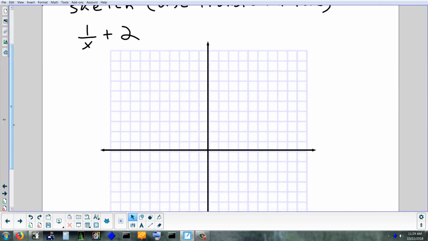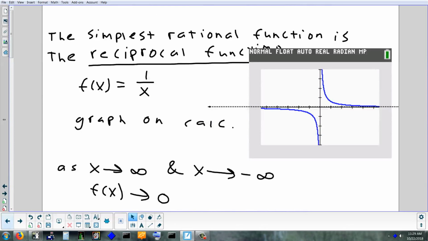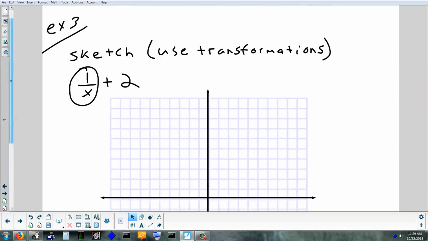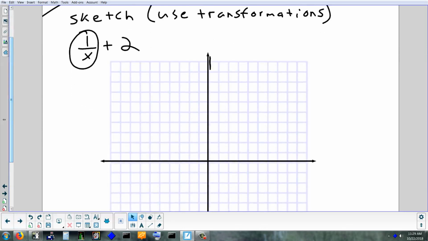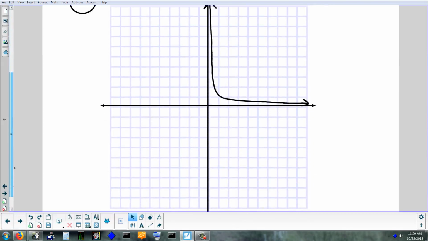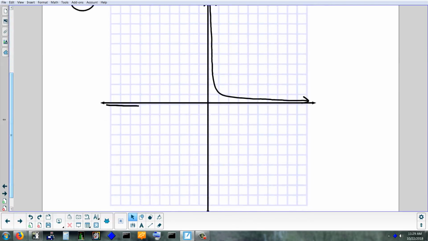All right. So if we remember what 1 divided by x looked like, it looks like that. So if I draw that, it comes down, goes like that, and same thing here. Was it 1 over x plus 2? Yep. So this is not the graph, this is the original.